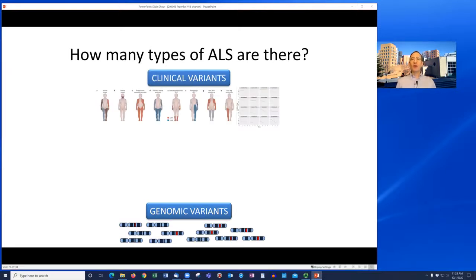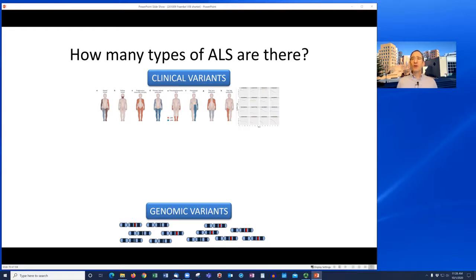So, on the one hand, we have people like Lou Gehrig, who passed away very, very quickly from the disease, Stephen Hawking, who passed away slowly. There are a lot of clinical variants in terms of where the disease begins in the patients. Does it begin in the arms, the legs, the bulbar region? What processes, is it fine motor, gross motor, or speech that get affected first?